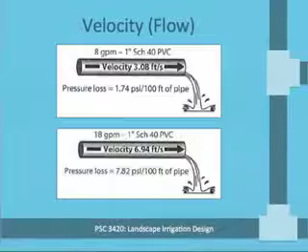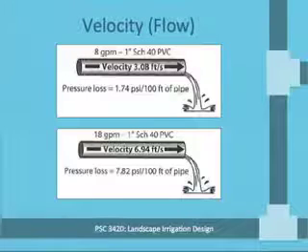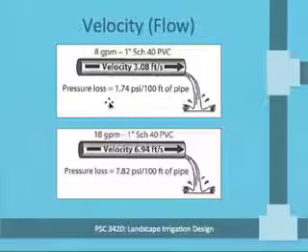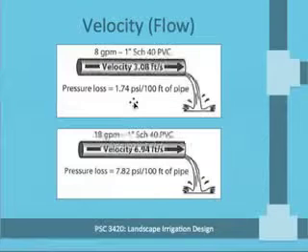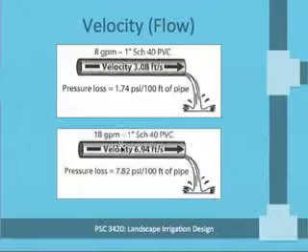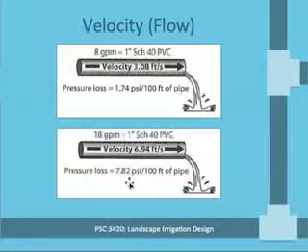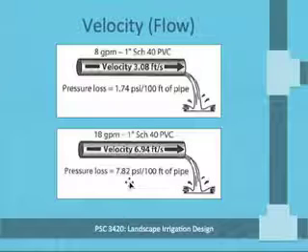So, for example, in these images, let's consider friction loss in 2 sections of 1-inch Schedule 40 PVC pipe. In the top image, flow is 8 gallons per minute, resulting in a pressure loss of 1.74 psi per 100 feet of pipe. In the bottom image, the flow or velocity is higher. It's 18 gallons per minute, and the pressure loss is 7.82 psi per 100 feet of pipe. It's significantly higher than it was at 8 gallons per minute, even though the size of the pipe and the material is exactly the same.